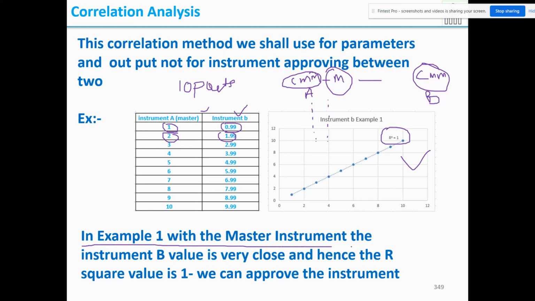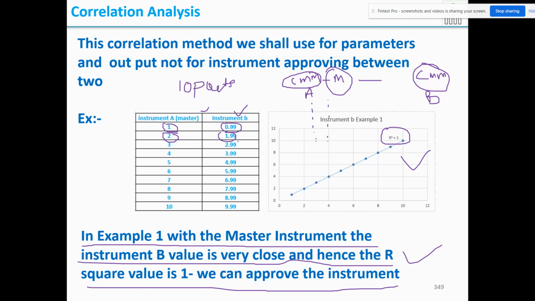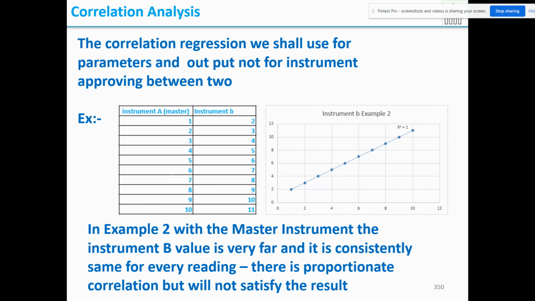In example 1, with the master instrument, the instrument B value is very close and hence the R square value is 1. It is only less than 10 micron variation, so they say okay. Let us see one more example. Here instrument A is 1 mm, instrument B shows 2 mm. So this delta is constant everywhere. When it is 2 mm, it is measuring 3 mm. Can you approve an instrument having 1 mm variation? But in this case, when you do correlation, it will still show 1, because the difference adds for the next measurement also.